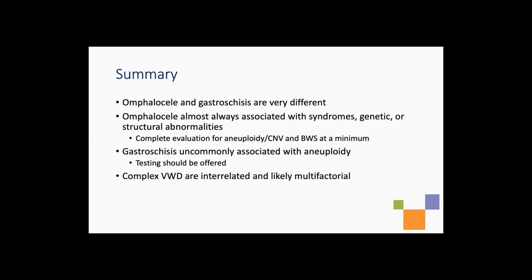So to summarize, omphalocele and gastroschisis, the common ventral wall defects, are clearly very different, both in the underlying genetics, the associated anomalies, as well as the associated risk factors and outcomes. Omphalocele is almost always associated with syndromes, genetic or structural abnormalities, and it is important to do an evaluation for aneuploidy and copy number variants, as well as Beckwith-Wiedemann syndrome at a minimum. Gastroschisis is uncommonly associated with aneuploidy, but although it's quite a small risk, testing should be offered. Really, aneuploidy testing of some sort should be offered to all pregnant women. So this is not really different, but I think it should be mentioned that there is a small risk for aneuploidy. And complex ventral wall defects seem to be interrelated with each other and are likely multifactorial. So thank you very much.